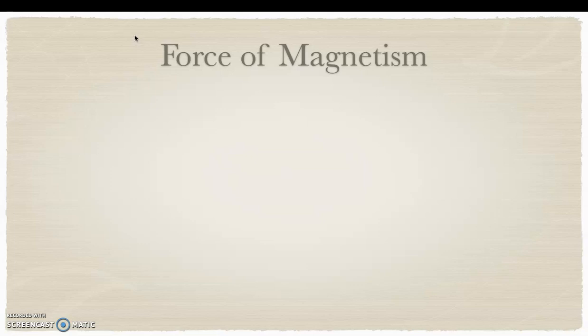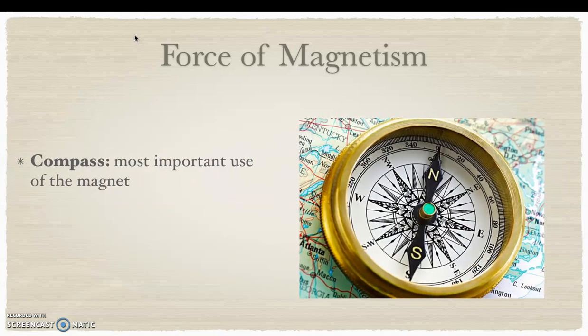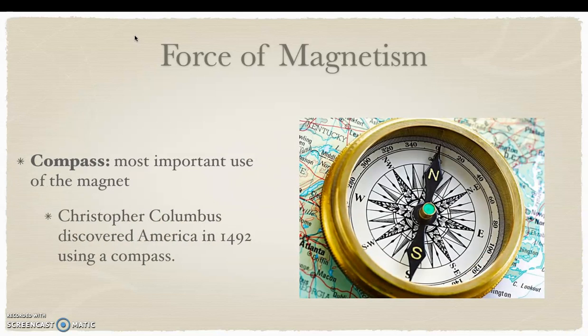So moving on. We learned how the first compass was made with a lodestone. That means a compass uses magnetism, so it's the most important use of a magnet. This is a fact that you do have to know: Christopher Columbus discovered America in 1492 using a compass. So any compass will have a force of magnetism because it is using a magnet. So that will be chapter 6.2.